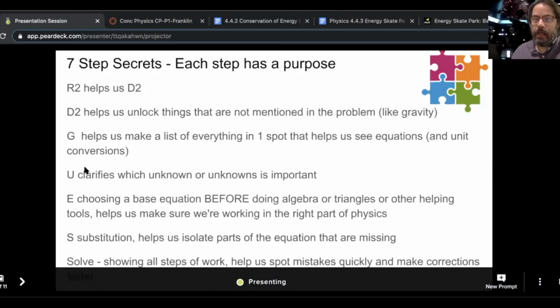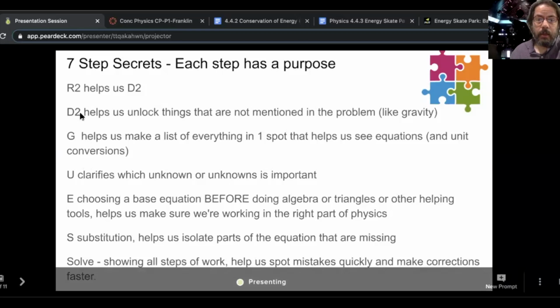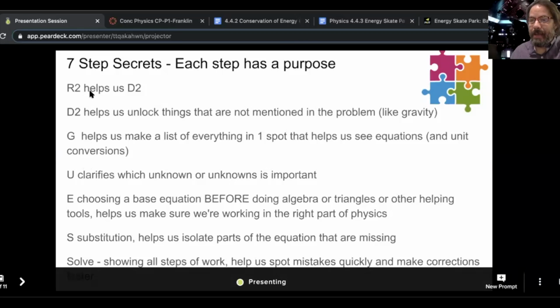I want to re-hit what the purpose is of each step, because there are some problems where it seems ridiculous or silly to draw the picture, but I'm still going to grade if you do or not, because it's a process, it's a habit. But here's the general idea behind each step, and there are more advanced statements I can make.